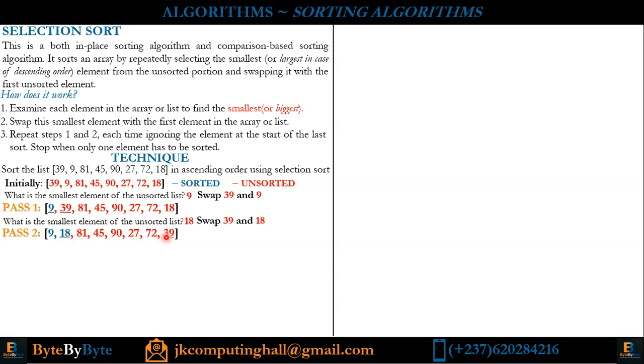This is different from the insertion sort because remember, in the insertion sort, I pick one element and I insert it in its right position. Whereas here, I select the minimum element and I put it directly next to the last element of the sorted list. So now, what is the smallest element again from this?